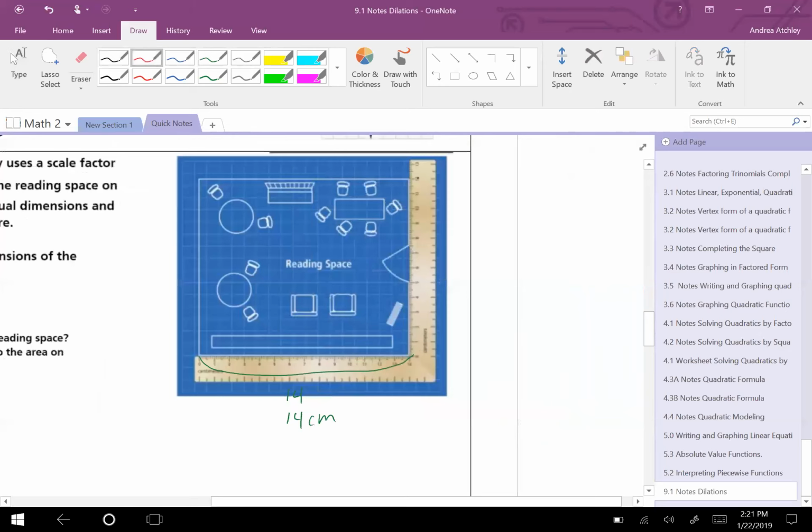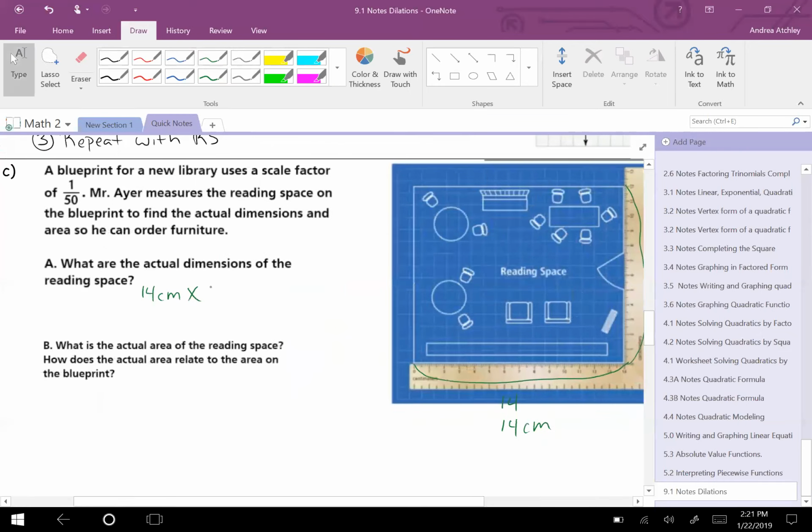Then we want to find the length of this side. Do you guys see what that is? 12 centimeters. It should be smaller than 14, right? This looks a little bit longer than this side. It's 12 centimeters. So it's 14 by 12. It has a scale factor of 1/50. So what do we need to do to those dimensions to find what the actual room's dimensions are?